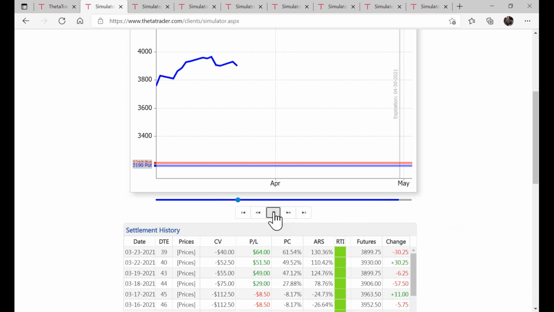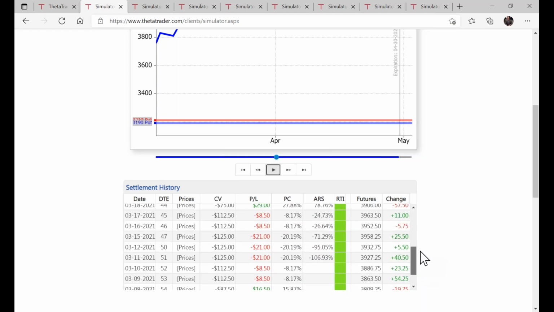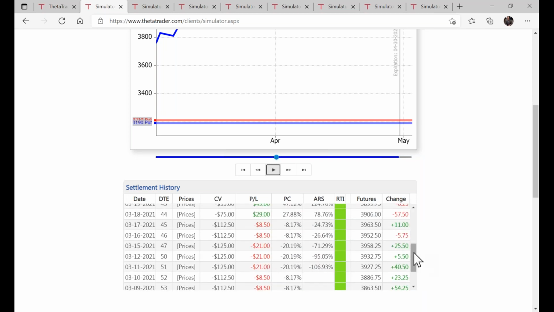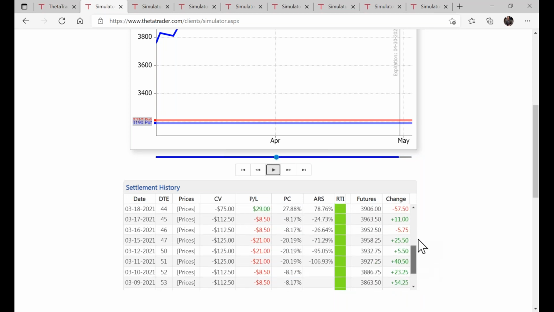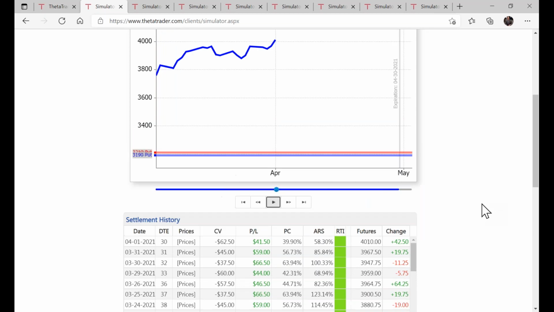And let me explain here what's happening with these colors. The RTI is green. That means good, do nothing. The trade was a little bit negative, and that's normal when you place the trade at first because theta decay has not started working yet. But now the trade is working nicely.